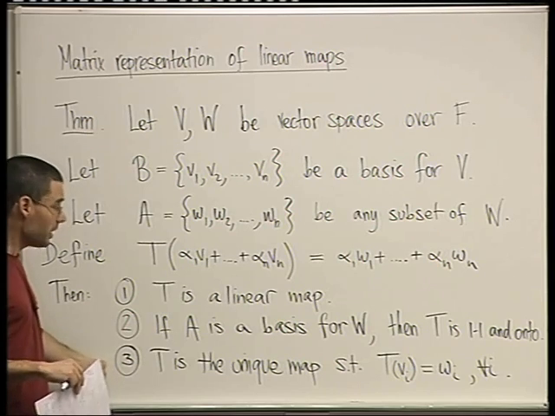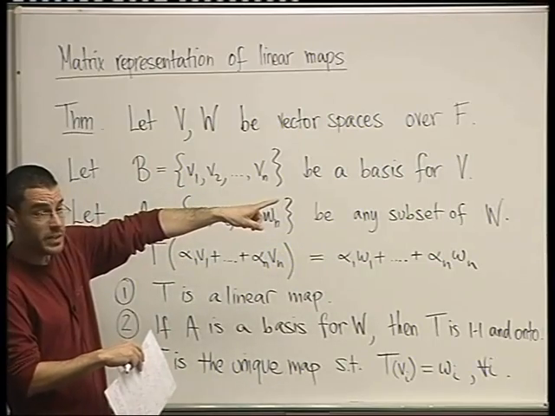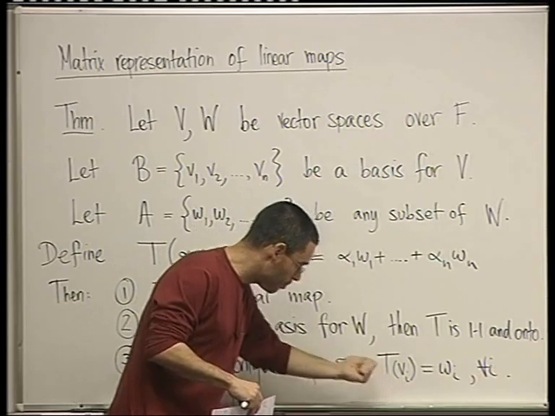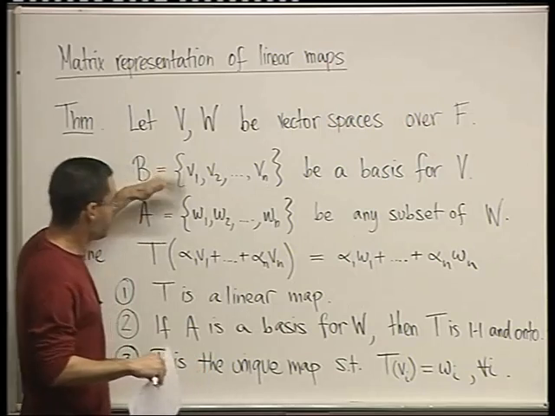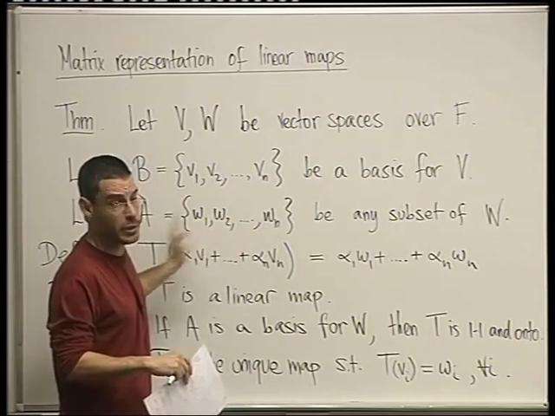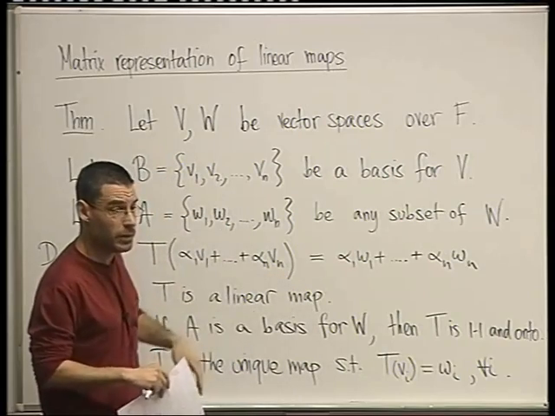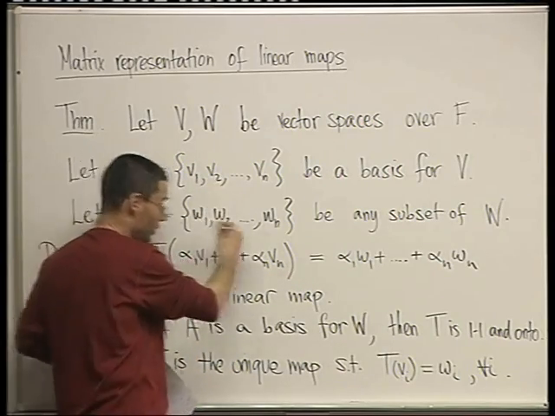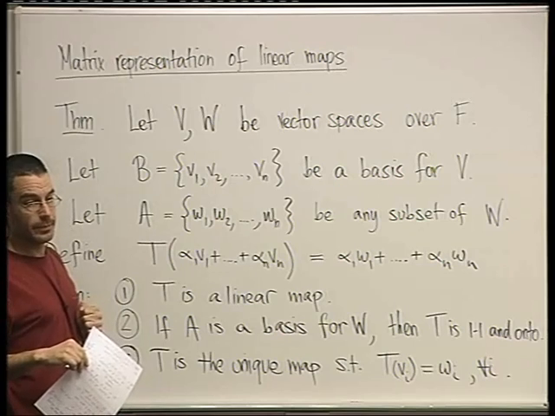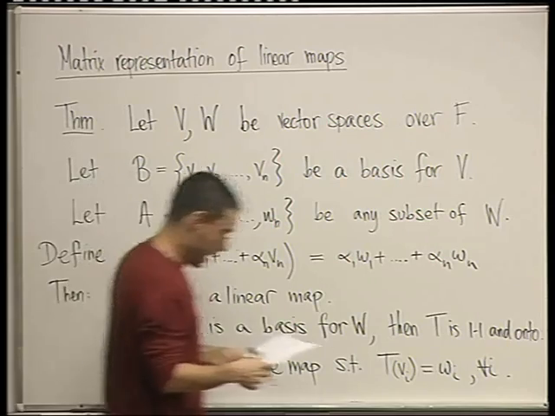Okay? Part 3 here says that this T, which was precisely what we did in the example, is the unique map that is prescribed by what it does to the basis elements. You pick the images of the basis elements, whatever you want. T of V1, you want it to be W1. T of V2, you want to call it W2. Whatever you want. A priori, there's no claim on the W's. Whatever you want, that fixes T. Okay? Good? Okay.